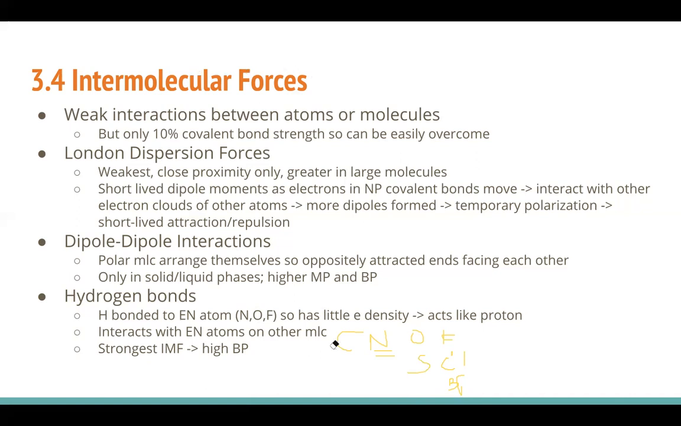And if you look at the periodic table, obviously the least electronegative elements would be the metals. But at that point, if it's a metal and a non-metal, it's going to be an ionic bond because it's such a huge difference in electronegativity.